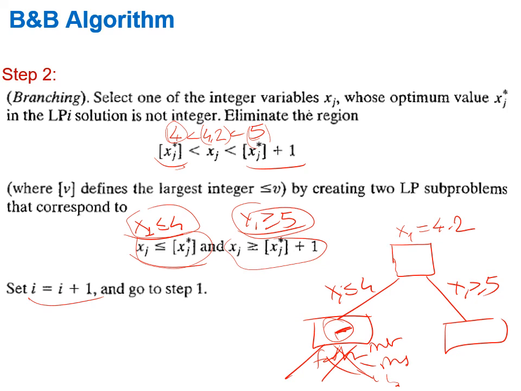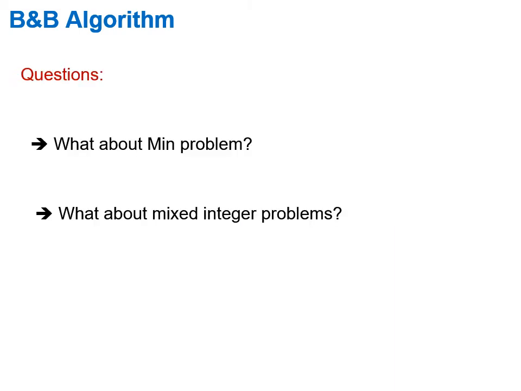Okay, so this is the branch and bound algorithm for a maximization problem. So what about a minimization problem? What will be changed in a minimization problem? And if we have mixed integer problems instead of pure integer ones, where all decision variables are integers, and some decision variables are integers while some are not, what can we do? So let me answer the first question.